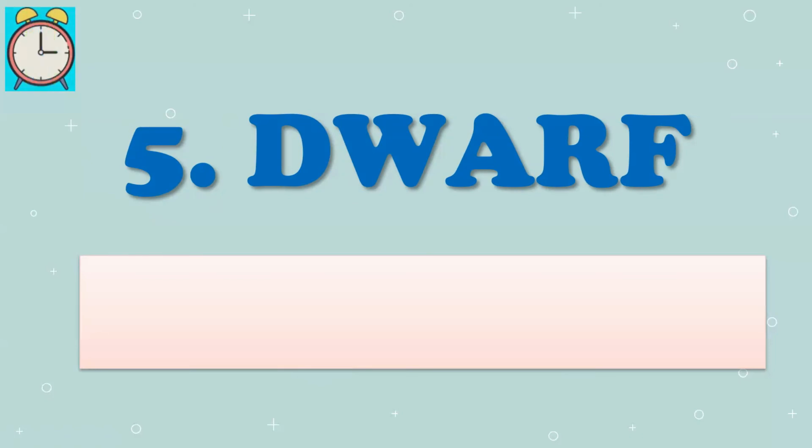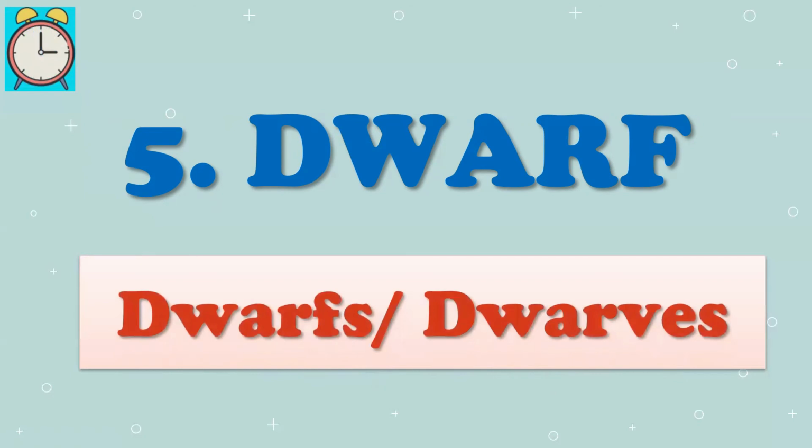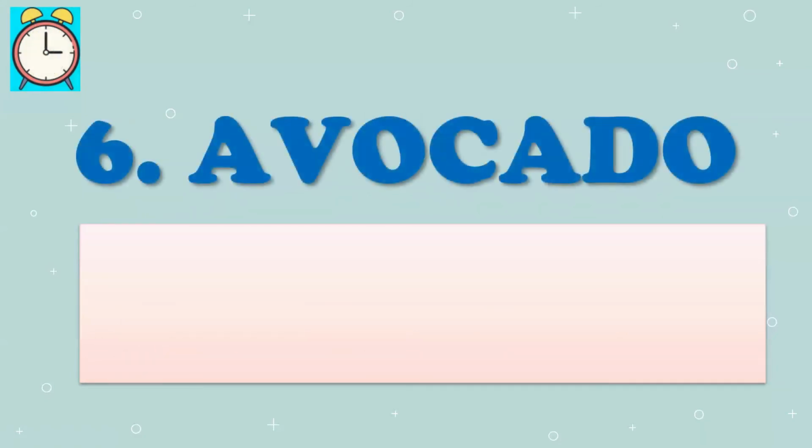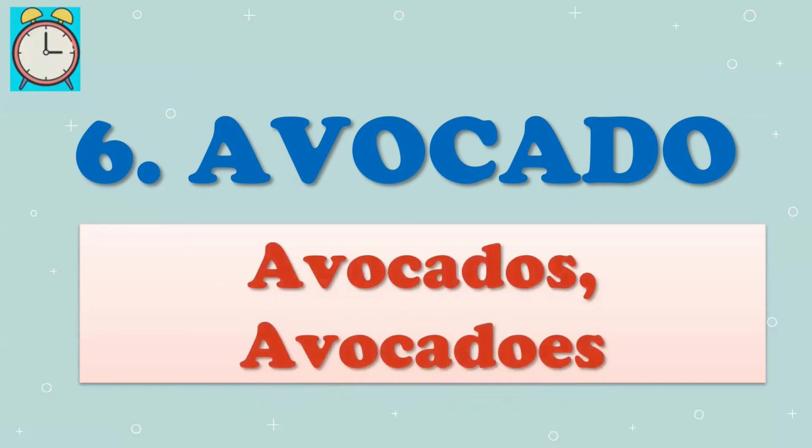The correct answer for dwarf is dwarfs or dwarves. So this is also an example of a word that has two plural forms. Number 6, avocado. What is the plural for the word avocado? The correct answer for avocado is avocados, with S, or avocadoes, with ES. So again, avocado is an example of a word that has two plural forms.